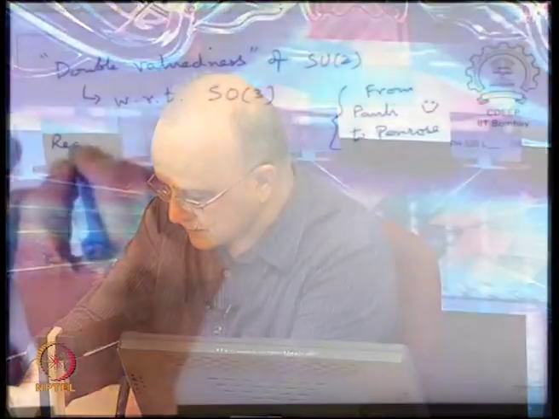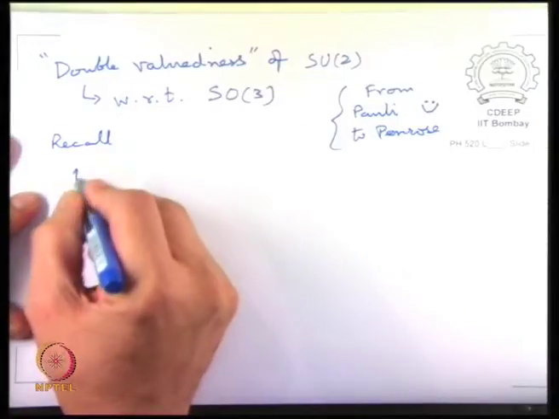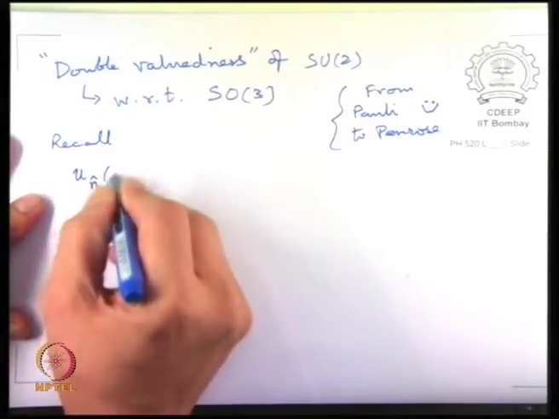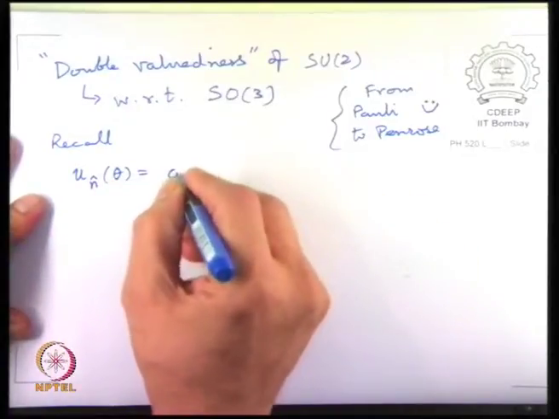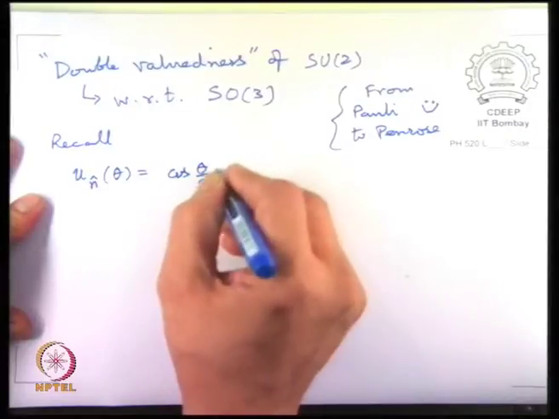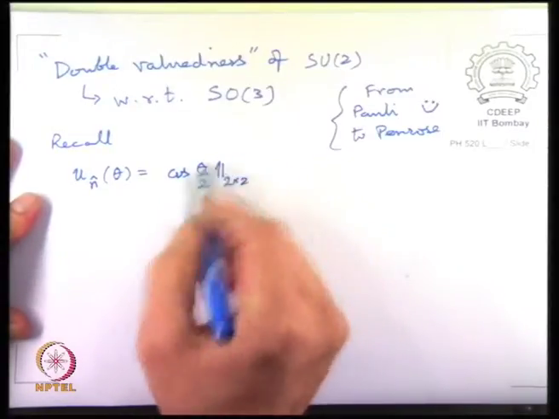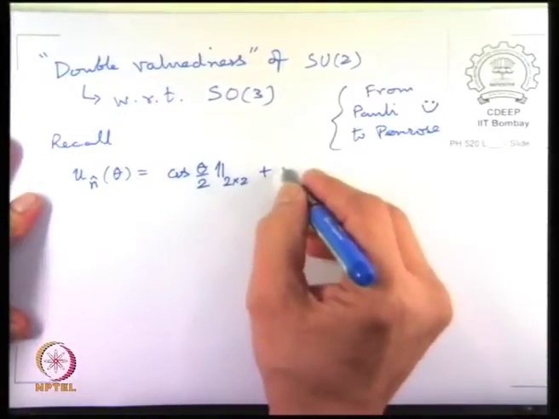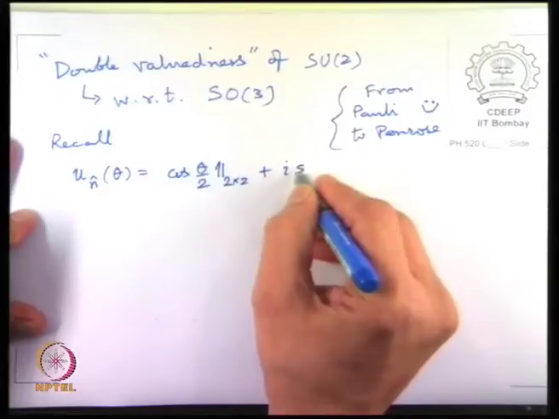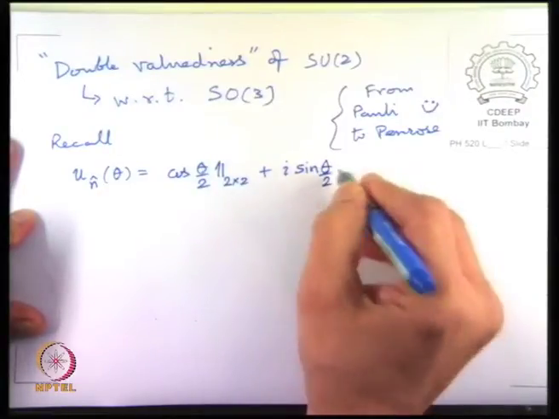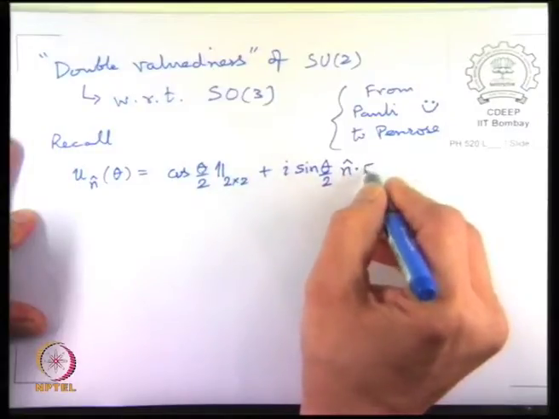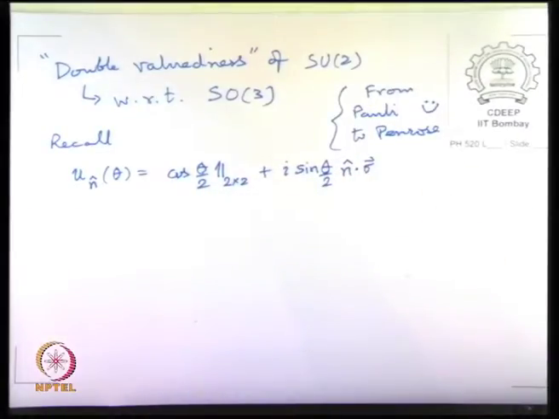Okay, so what is this double valuedness? The point is that SU2 element U of n cap theta was equal to cos theta by 2 times identity plus a sine term. Note, a lot of books don't write this identity, but it is important to remember it is there. Okay, this is how the group works out to be.